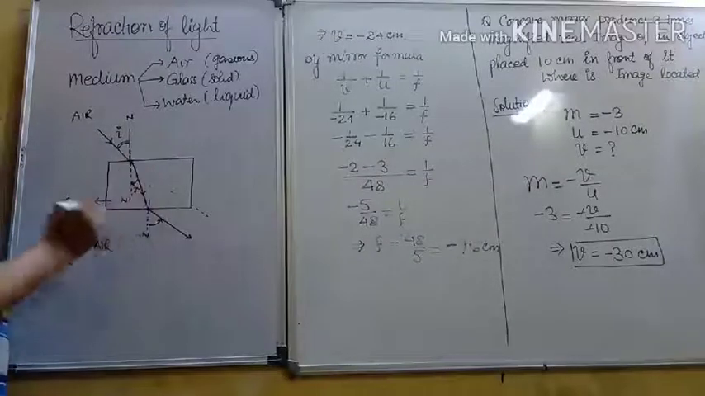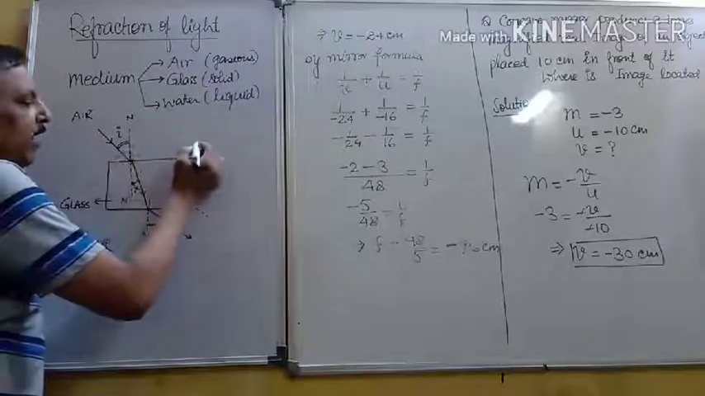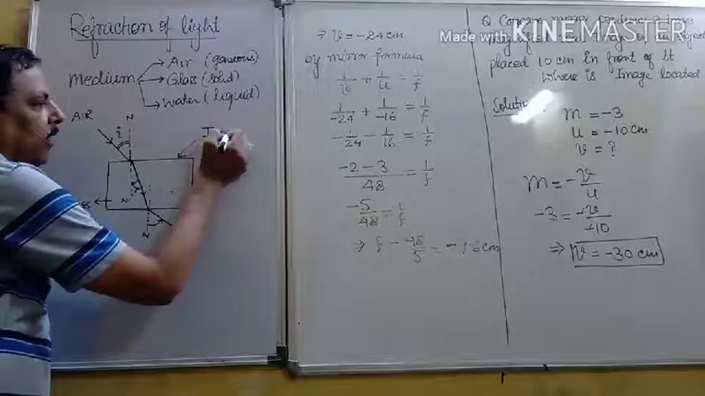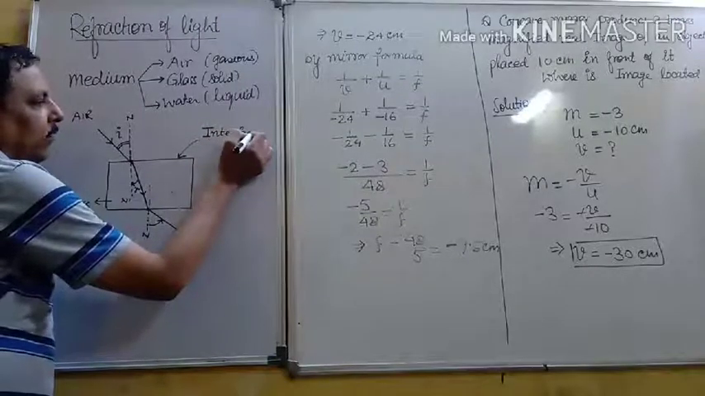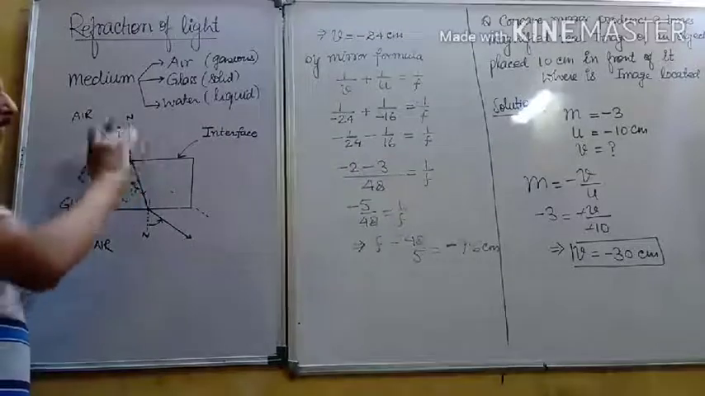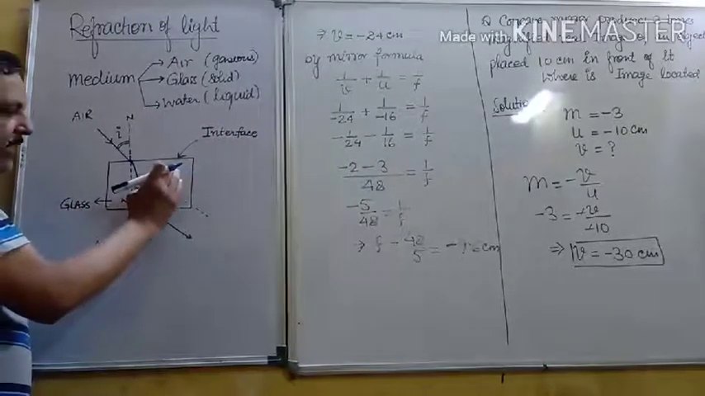So this surface acts as an interface. What do we call it? Interface. The surface which separates the two mediums. Here air, here glass. Here glass, again air.